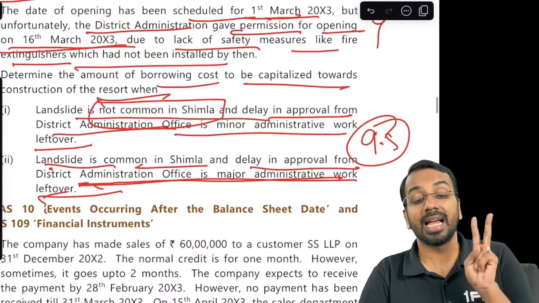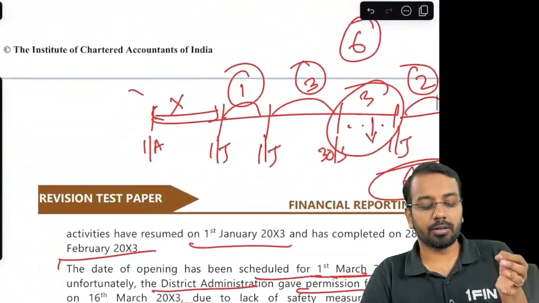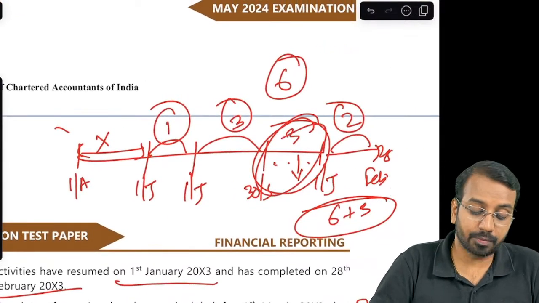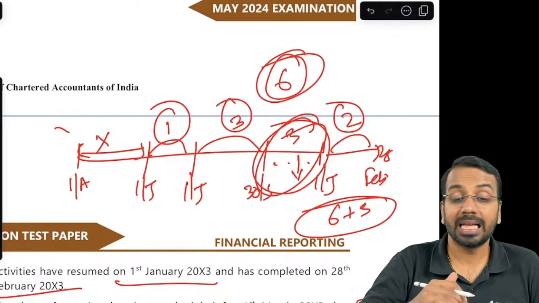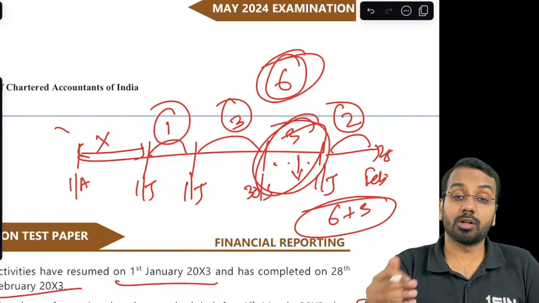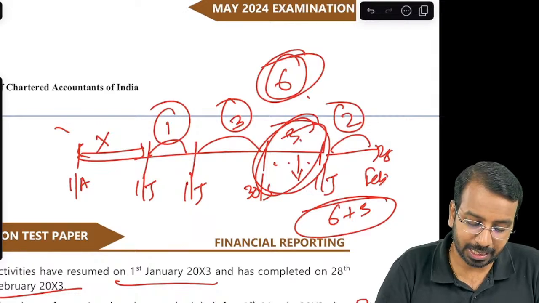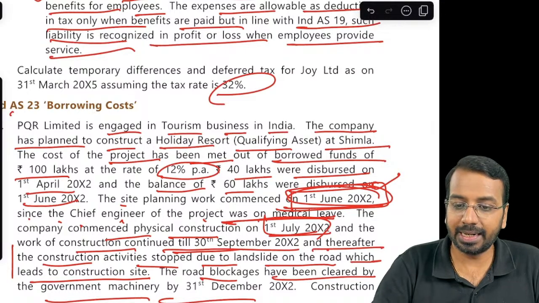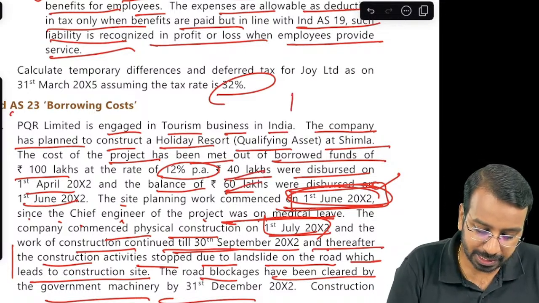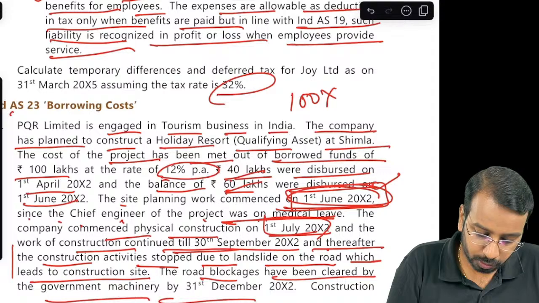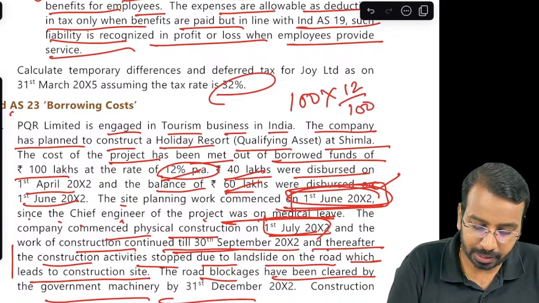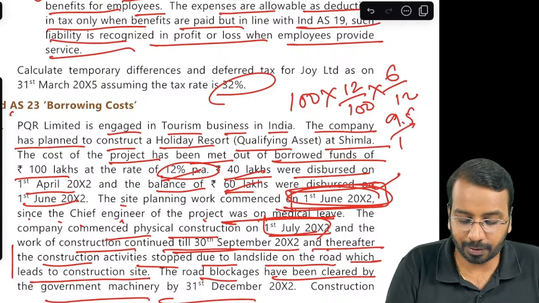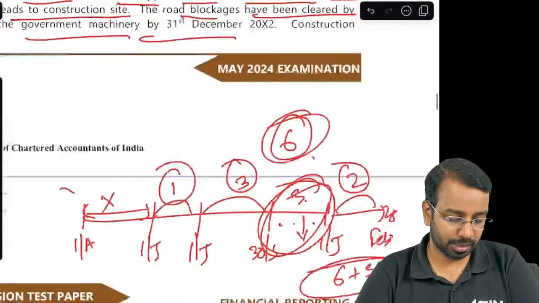So two scenarios. If landslides are not common, then this part we will exclude and we will capitalize only for 6 months. If landslide is common and the approval is also a major work, then 6 plus 3, 9 plus half month, 9.5 months. So how will we calculate? We will take the total amount spent, 40 lakhs plus 60 lakhs, 100 lakhs, into 12% per annum, 12 by 100, into, in the first scenario, 6 by 12, in the second scenario, 9.5 by 12. Okay, so that is how we will calculate.